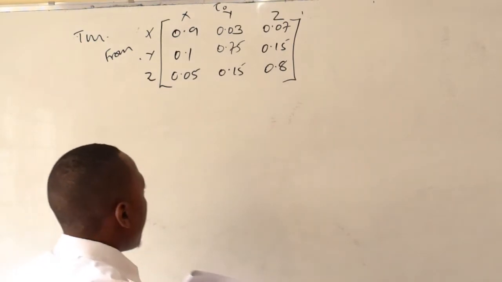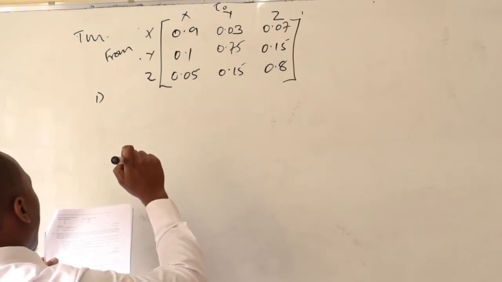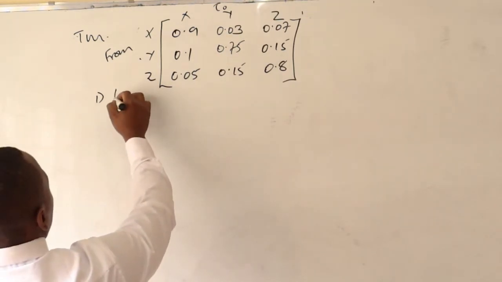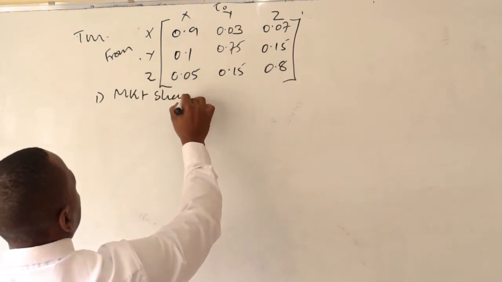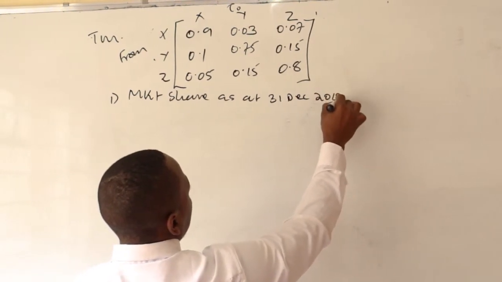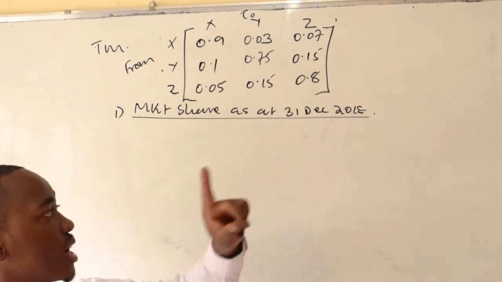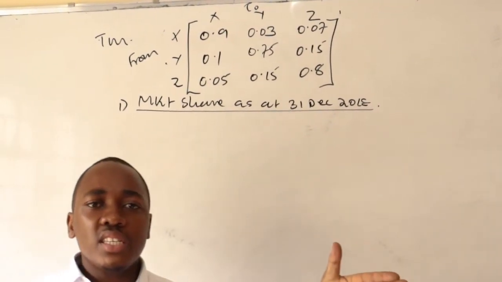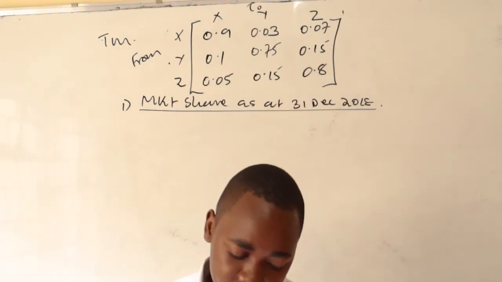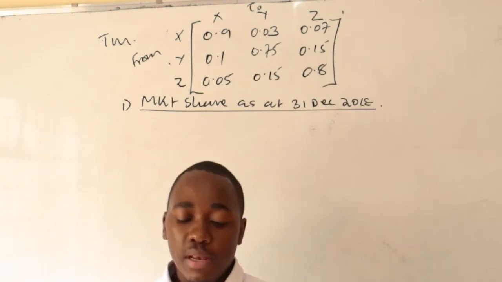Now, required number one. You're supposed to get the market share of the three companies as at 1st December 2018. So how do we get that for 2018? For you to get 2018, it will take the 2017 market share times the transition matrix. But what's the information given here? Let me take you back to the question.